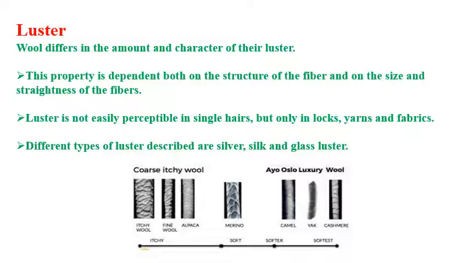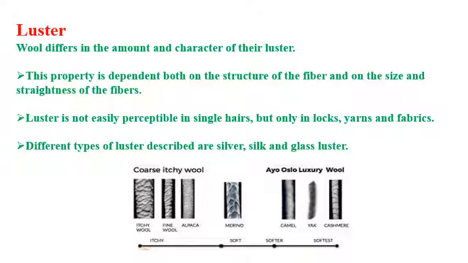So here is one more parameter about the quality, that is the lustre. This indicates the reflection of light, in other words the shining, how it shines, that's the lustre. This shining or lustre differs in the amount and character between the wools. This property is dependent on the structure of the fiber, the size of the fiber, and the straightness of the fiber. So structure is very important, how it reflects the light. Accordingly we feel the shine or the lustre.